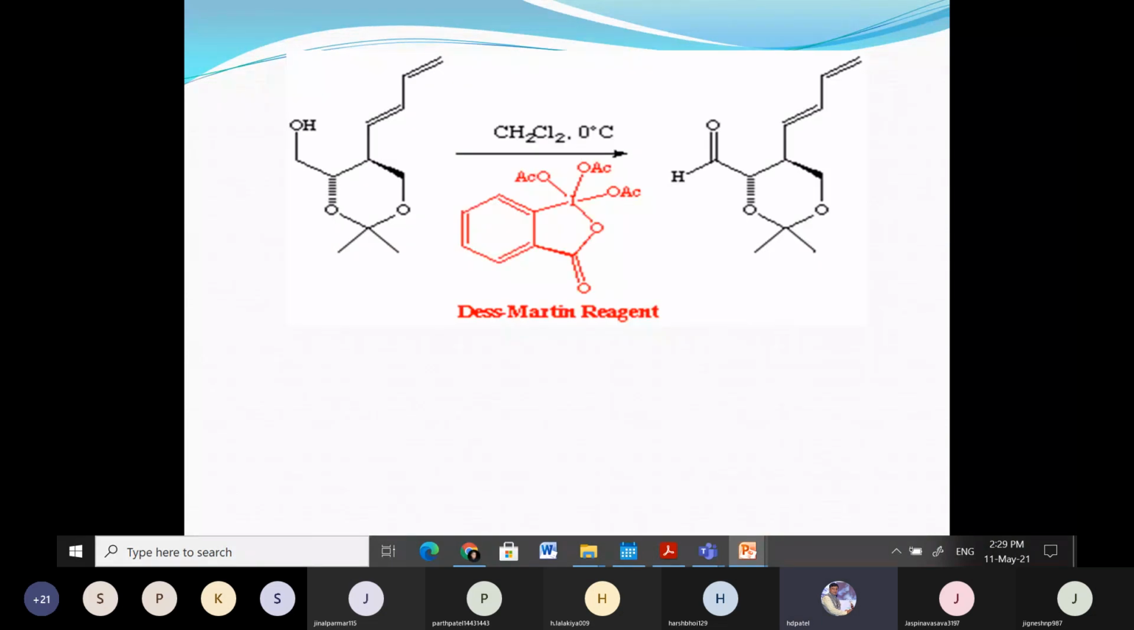Here is another complicated structure. In this structure you can see the OH, that is CH2OH, so your focus should be on this position only. By treatment with DMP, that is Dess-Martin reagent, what will we get? Here a primary alcohol is there, so we will get an aldehyde. I think it is clear to all. If you have a secondary alcohol, then by treatment with Dess-Martin we will get a ketone. If you have a primary alcohol, then we will get the aldehyde.